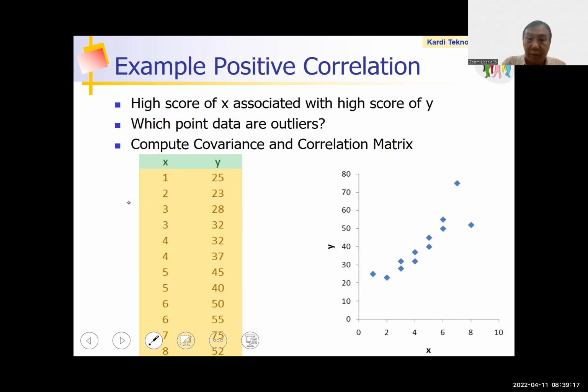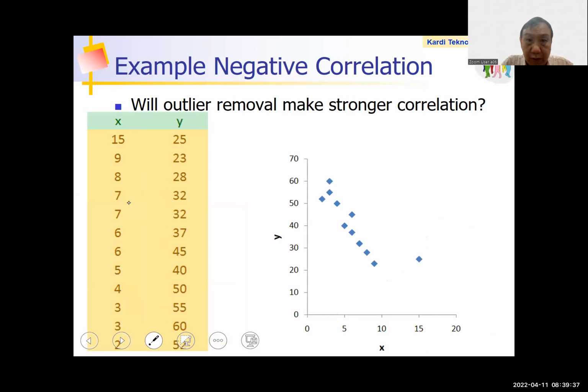This is an example of positive correlation. Positive correlation means the larger the input x, the larger the output y. Negative correlation, on the other hand, means the larger your input x, the more it makes a downtrend on the output y.